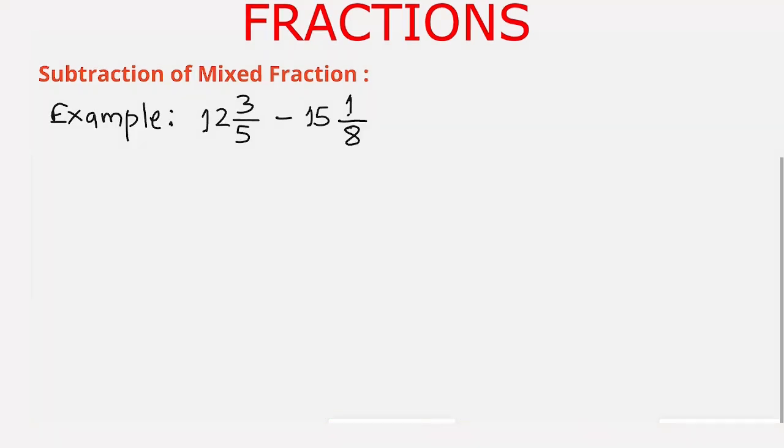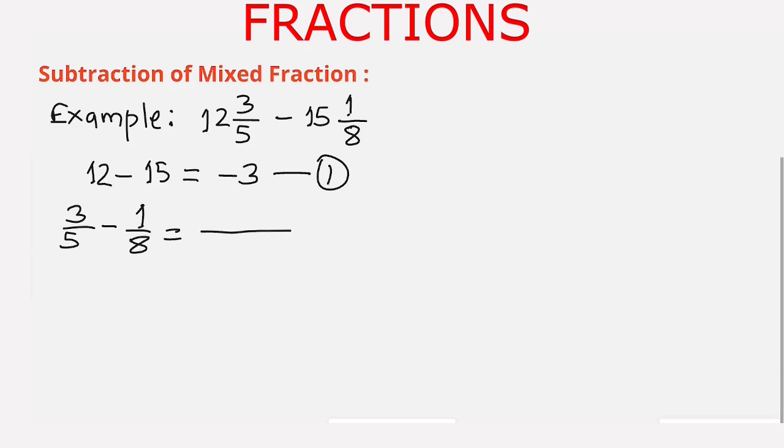So step 1, we have to solve the integer part, and that is 12 minus 15 equal to minus 3. This is the result of our step 1. Now step 2, we have to solve the fractional part, that is 3 upon 5 minus 1 upon 8.